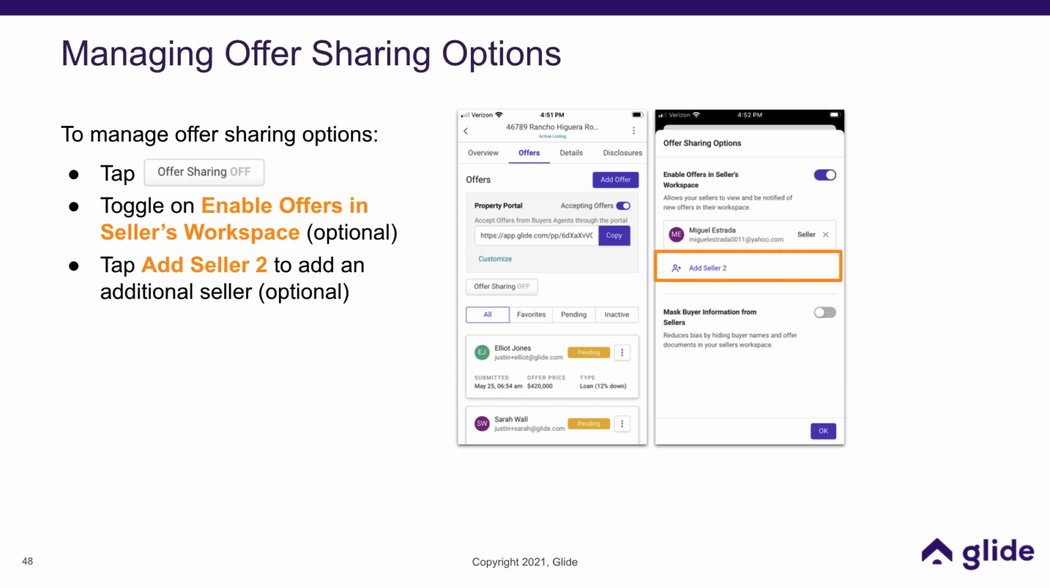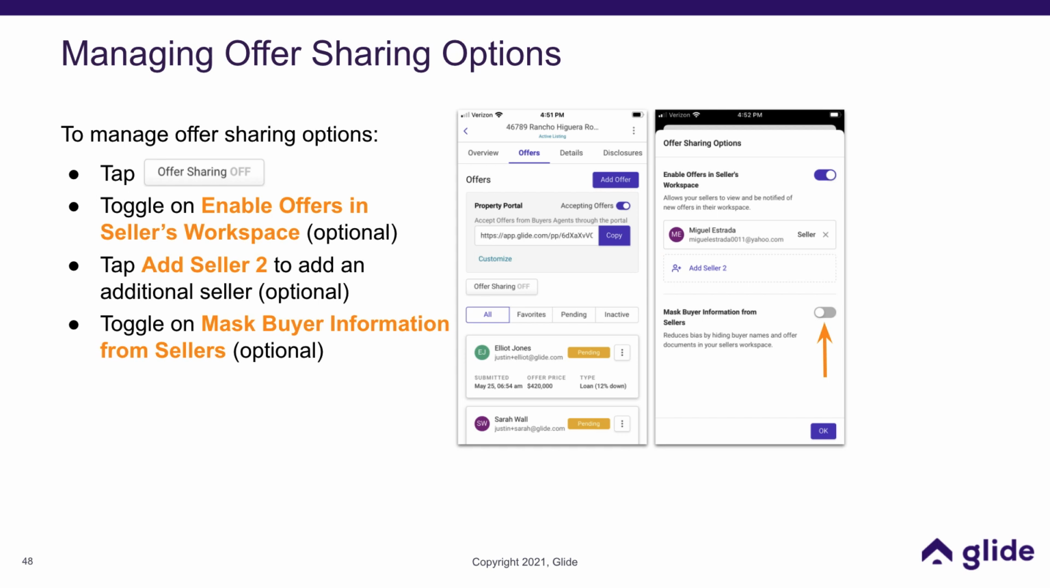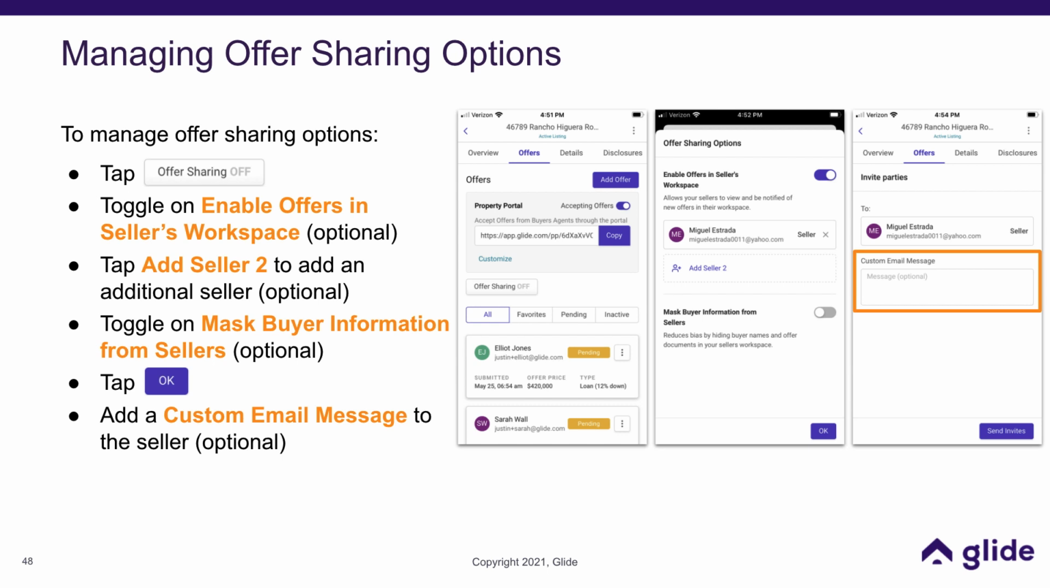You also have the option to turn on the toggle to mask buyer information from sellers, which will hide the buyer's names and documentation from the seller's view in their own Glide account. Tap OK once all changes have been made. You have the option to enter a custom email message to the seller, then tap Send Invites.